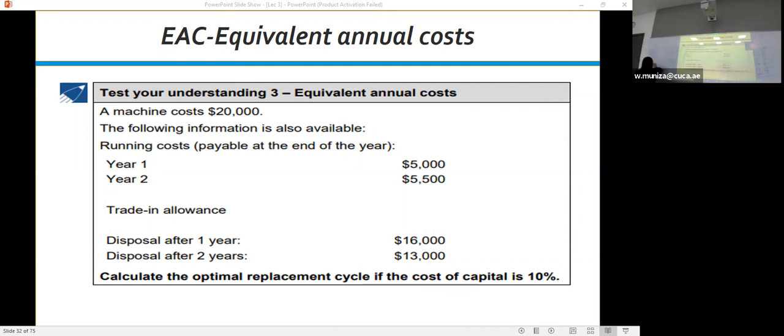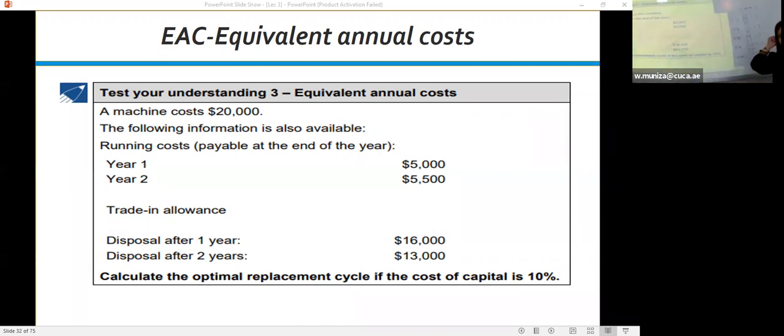Yes, sir. What is the first step? You have to calculate the NPV for different replacement strategies. What is the next step? Apply the formula. That is NPV divided by NPV factor. And what is the third step? The strategy with the lowest EAC has to be selected.